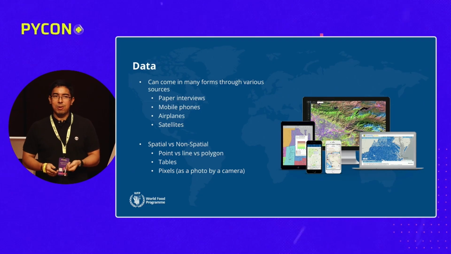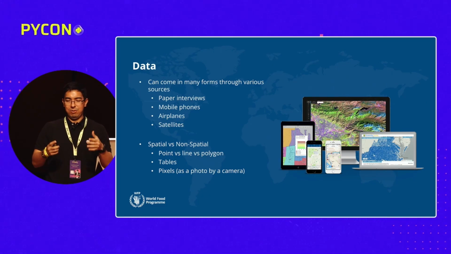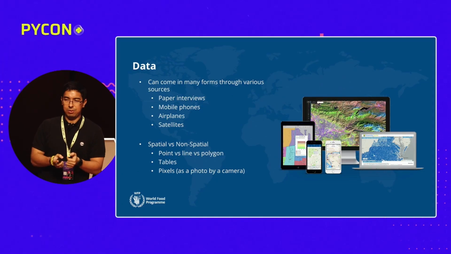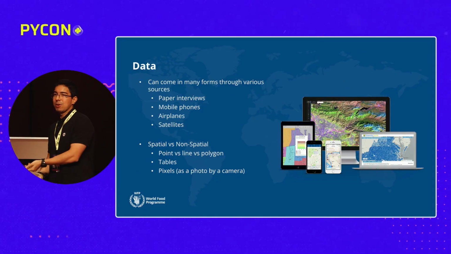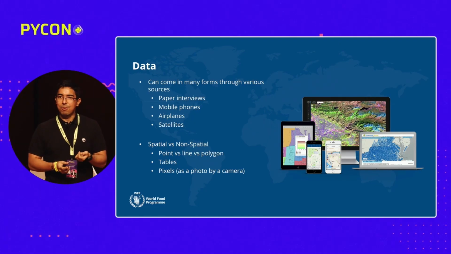Also, you can use mobile phones. So instead of having the forms in paper, you can also have a digital form that people fill in on the smartphone. And also you can collect the location straight from the GPS of the smartphone.